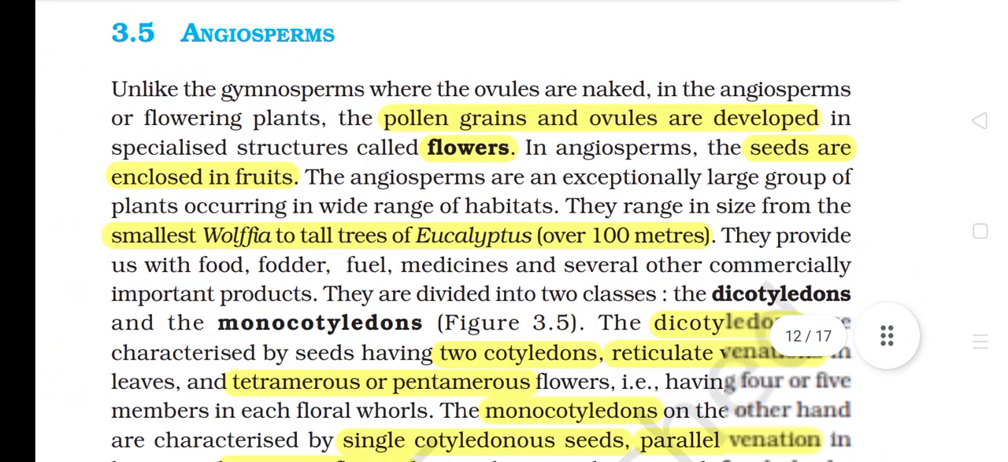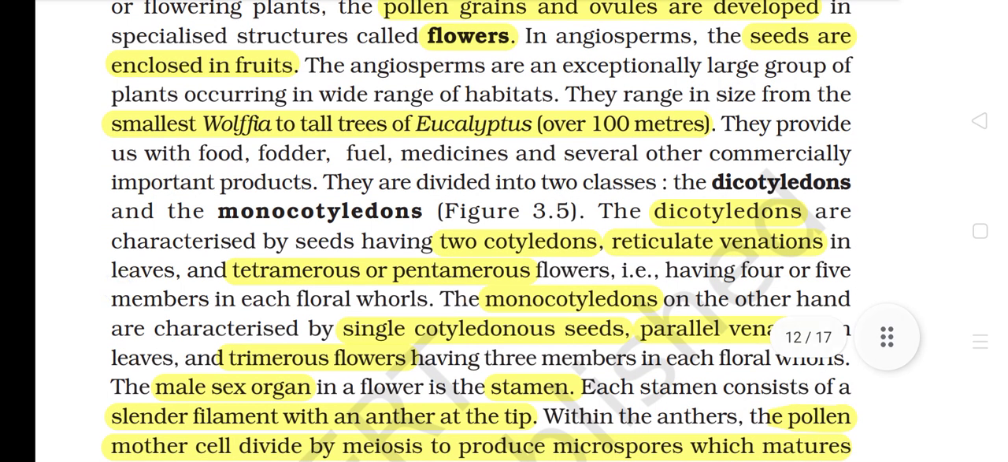3.5 Angiosperms. Unlike the gymnosperms where the ovules are naked, in the angiosperms or flowering plants, the pollen grains and ovules are developed in specialized structures called flowers. In angiosperms, the seeds are enclosed in fruits. The angiosperms are an exceptionally large group of plants occurring in a wide range of habitats. They range in size from the smallest Wolffia to tall trees of Eucalyptus over 100 meters. They provide us with food, fodder, fuel, medicines, and several other commercially important products.